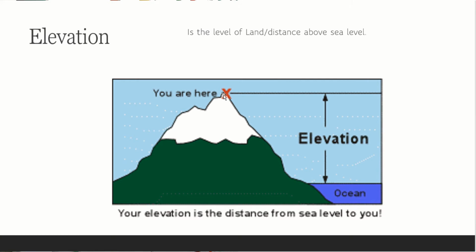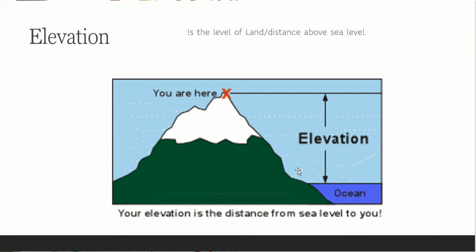If the level of the land is high, the temperature will be low. As much as it is high, the temperature will be as much low. If it is a mid-level, like hills, the temperature will be moderate. If it is sea level, the temperature will be high. So elevation and temperature are vice versa. If elevation increases, the temperature decreases.